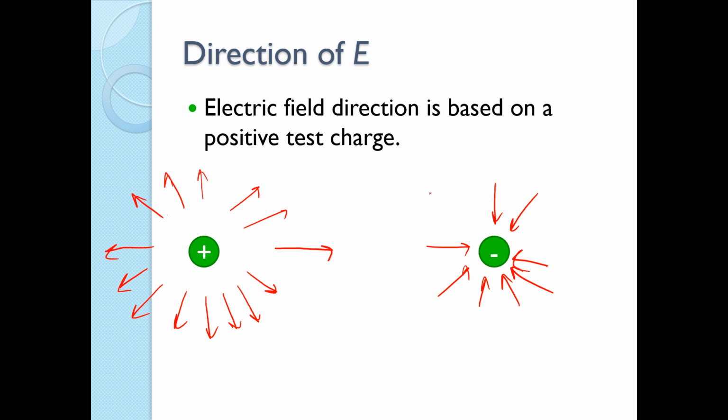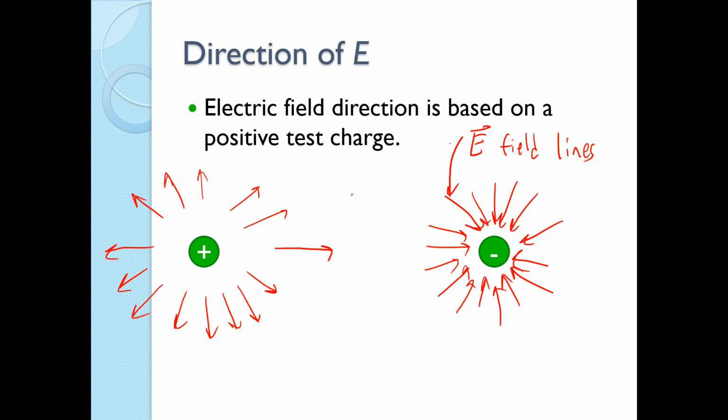So there you go. That's the direction of an electric field for a positive and a negative charge. Now, interestingly enough, these lines, I'm going to call electric field lines. Not electric force lines, electric field lines.